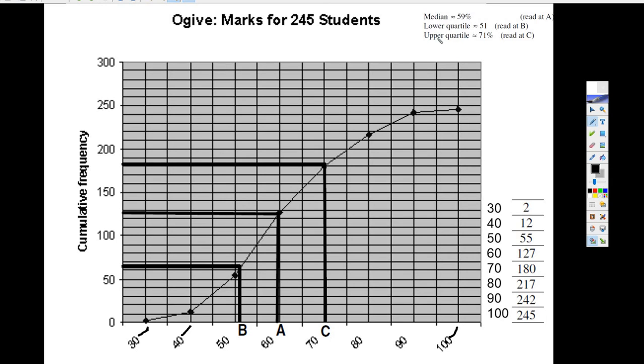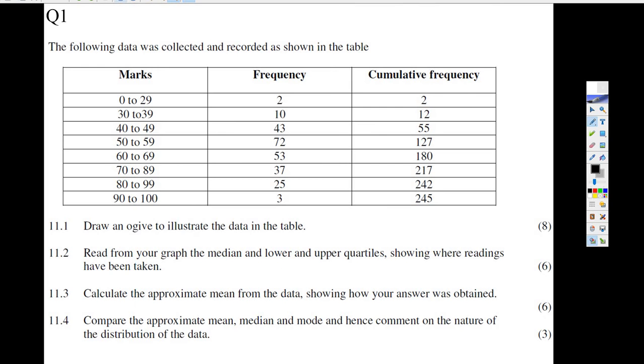So they get an upper quartile of 71%, a median of 59%, and a lower quartile of 51%. But you just have to be approximate. You don't have to be right on exact with that.